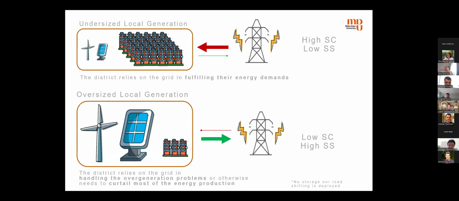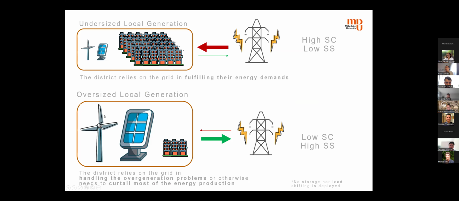But so what is happening in the local energy system is that if we have undersized local generation, too little local generation, we will have high self-consumption because we consume all the generation that we produce, but then we will have low self-sufficiency because this generation is too little to cover the whole demand. So most of the time, we will take the energy from the grid, and we can still send some because there might be mismatch. Like if we generate in the day, we cannot consume all, then we send it to the grid. But most of the time, we take the energy from the grid. So the district relies on the grid in fulfilling their energy demands.